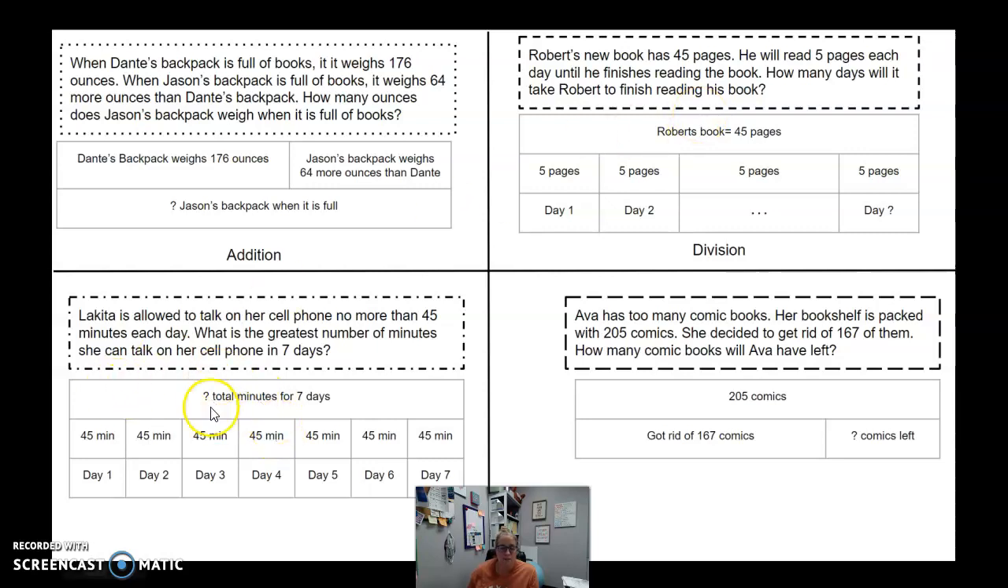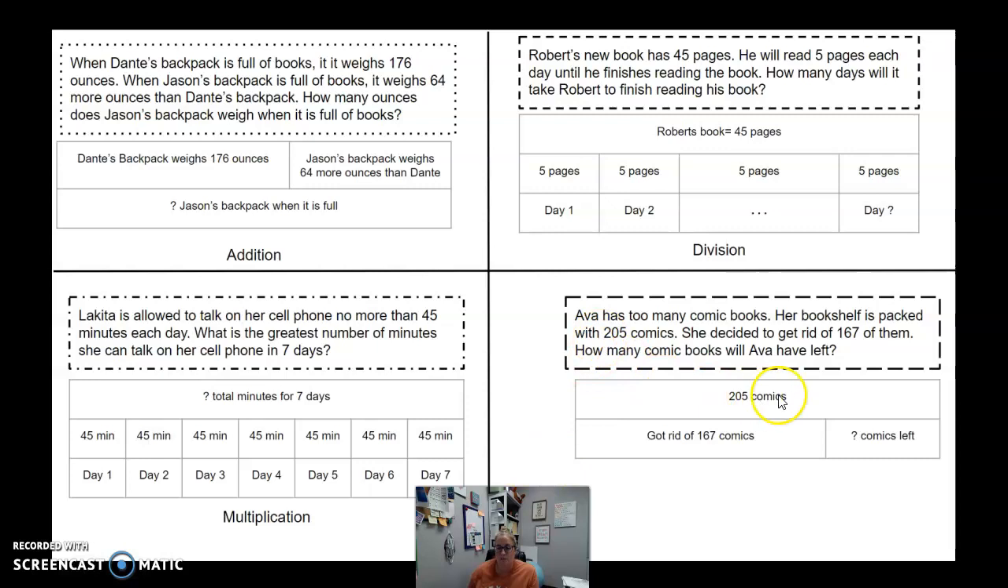Let's look at this one. So this one, I do not know my total. That's what I'm looking for. But I know every single day that she is going to talk for 45 minutes. So that means that I have 7 groups of 45. So since I have 7 groups of 45, that means that I'm going to, that's right, I'm going to multiply, or I'm going to use multiplication to solve this problem.